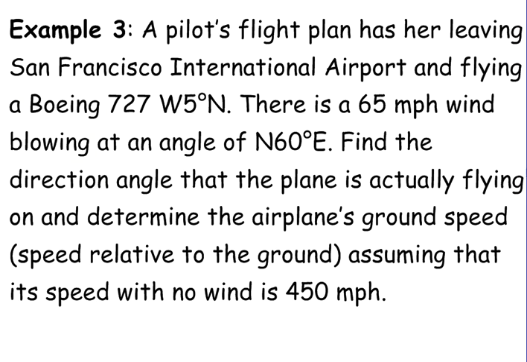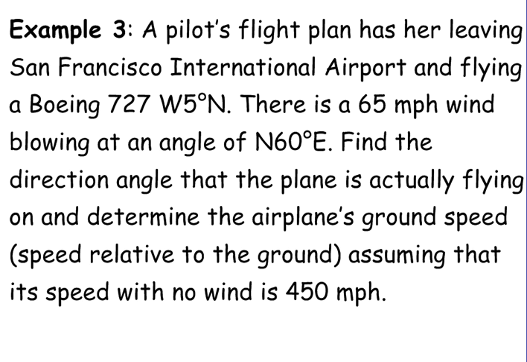Okay, example number 3 says a pilot's flight plan has her leaving San Francisco International Airport and flying a Boeing 727 west 5 degrees north. So be careful with that. It's kind of flipped it around. We're used to north-south coming first, but we start with whatever comes first.